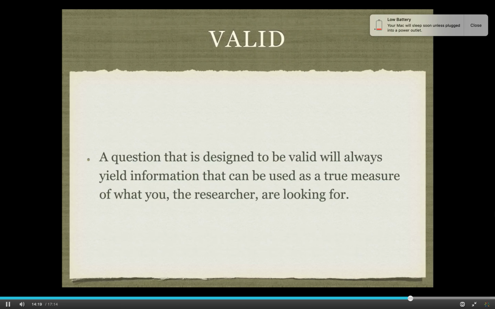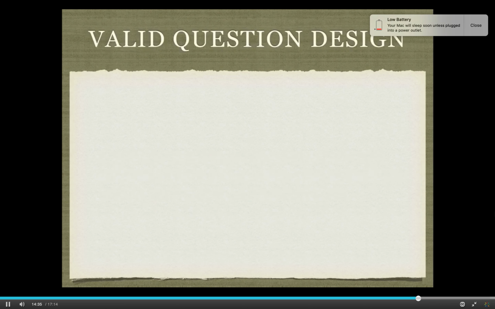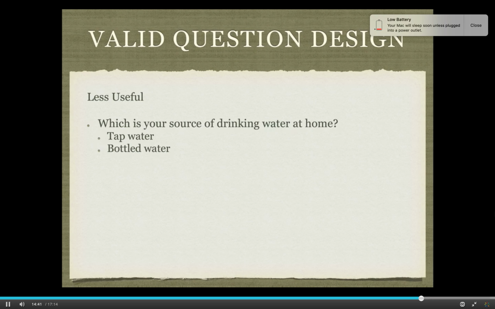The second issue is validity. A question that is designed to be valid will always yield information that is a true measure of what the researcher is looking for. Let's look at an example. This is one that is less useful.